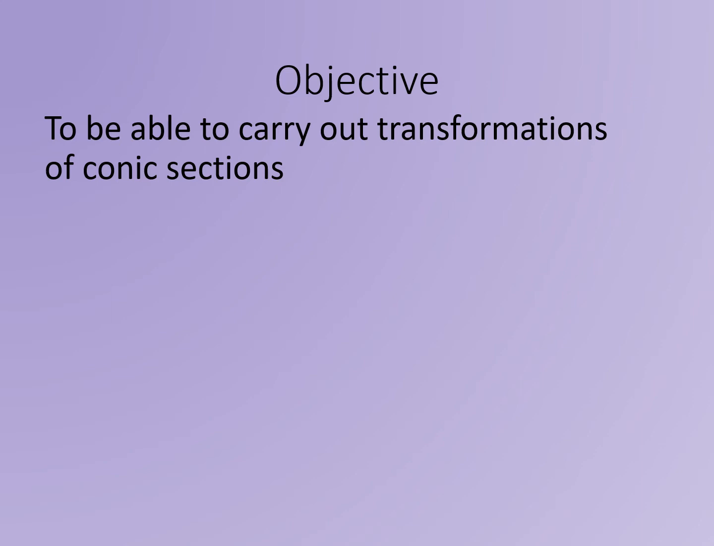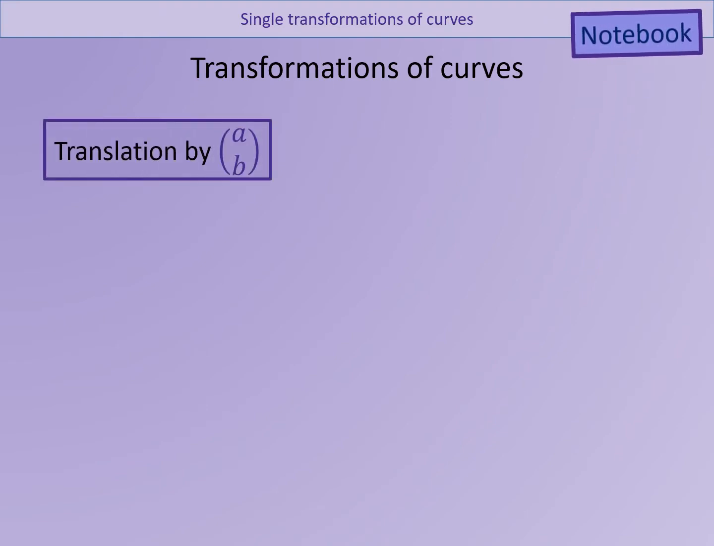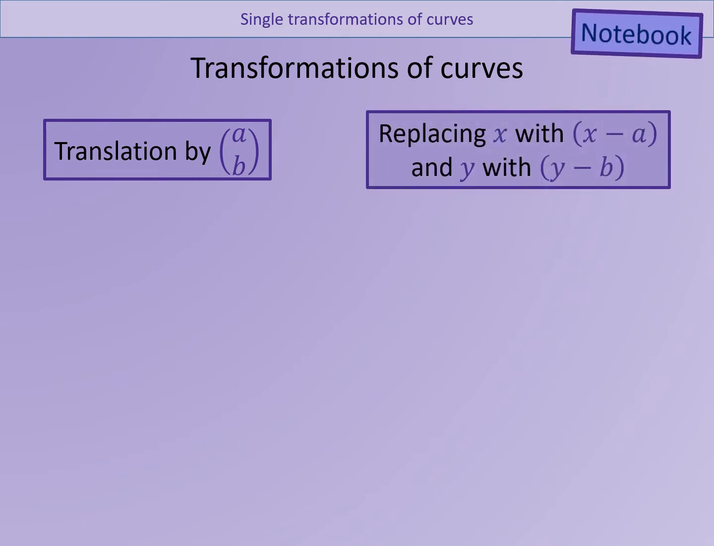This topic will cover transformations of conic sections. The first transformation we will look at is a translation by the vector (a, b). This can be found by replacing x with x minus a and y with y minus b in the equation of the curve.